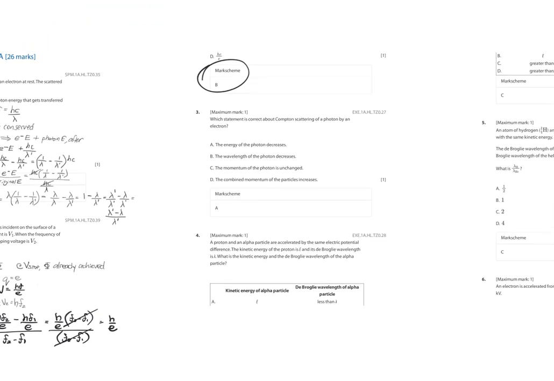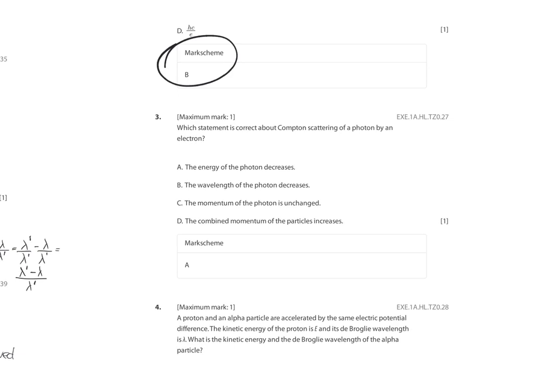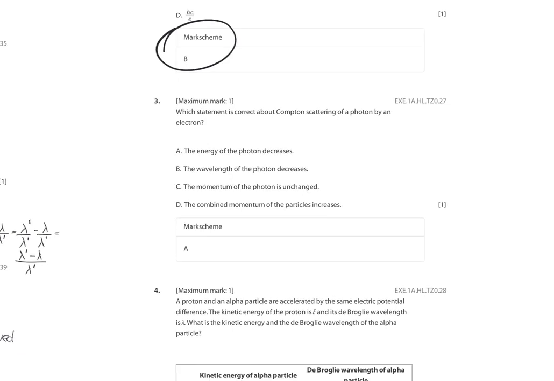Alrighty, number 3. Compton scattering. It says, which is true about Compton scattering? So in Compton scattering, we have a light particle, a photon, acting as a particle. Energy and momentum are conserved in the collision, but some momentum and energy is transferred from the photon to the electron, and so there are changes as a result.